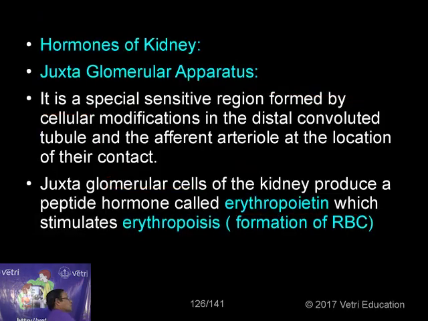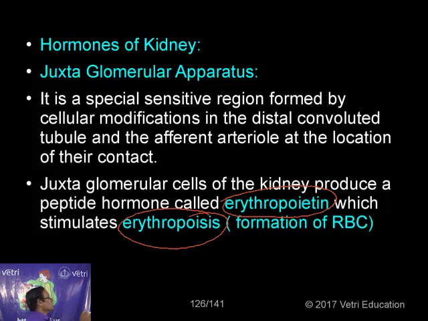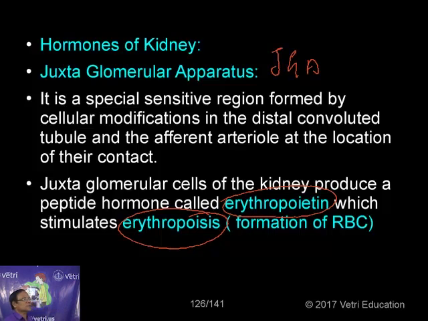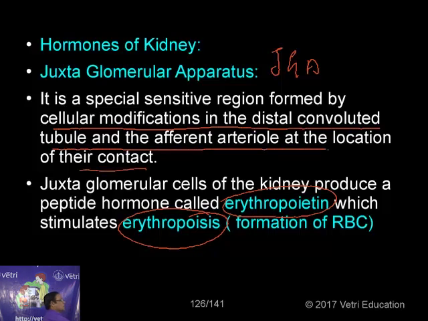Now, the hormones of the kidney, I mentioned that two hormones are secreted. One is erythropoietin, which is concerned with the formation of RBCs, a process called erythropoiesis. This is produced by the JGA apparatus, the juxtaglomerular apparatus. Renin is formed by a specialized region formed by cellular modifications in the distal convoluted tubule and afferent arteriole at the location of their contact. So, the afferent arteriole and the distal convoluted tubule form a common structure, the juxtaglomerular apparatus, secreting two hormones. One is the renin hormone, whose function I mentioned. The other is erythropoietin, concerned with the formation of erythrocytes, called erythropoiesis.